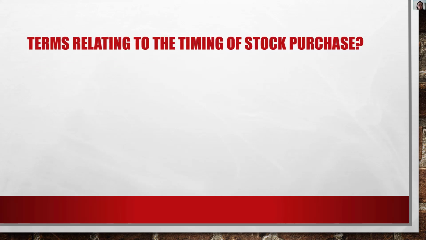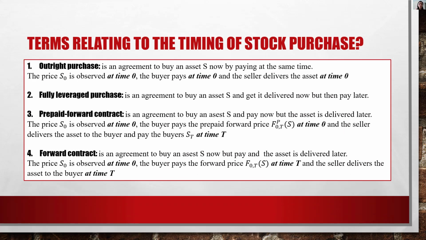Alright, first, the four terms relating to the timing of stock purchase. Number one, outright purchase. An outright purchase is an agreement to buy an asset S now by paying at the same time. So in short, the price S naught is observed at time zero. The buyer will have to pay at time zero, and the seller delivers the asset at time zero. So everything has to be completed at time zero.